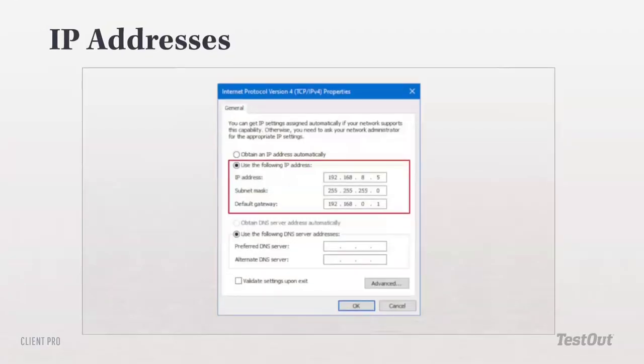And what does that look like in a Windows environment? Well, if we don't do this automatically via DHCP, then we can type it in manually. And notice we also have, in addition to our IP address and our subnet mask, a default gateway. And that default gateway is basically just a fancy term for the router.